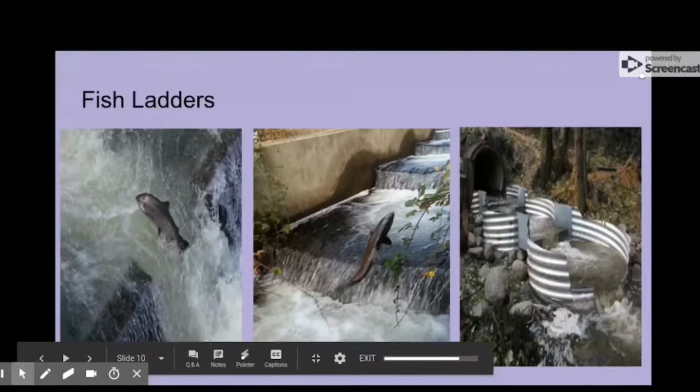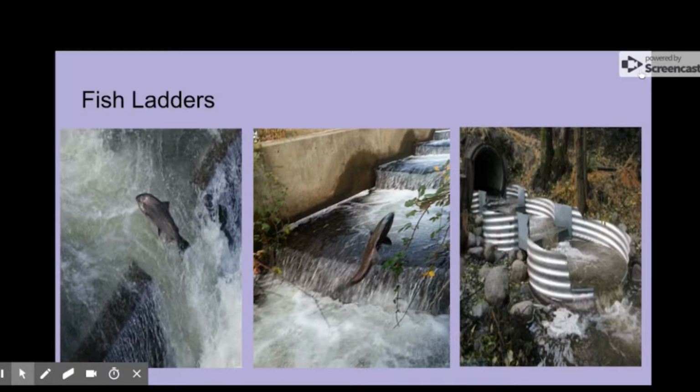Fish ladders. Fish ladders are a series of pools built like steps to enable fish to bypass a dam or waterfall, and such obstructions can cause complications in a fish's journey. Without them, fish would not be able to get back to the spawning grounds, causing fish populations to dramatically decrease.